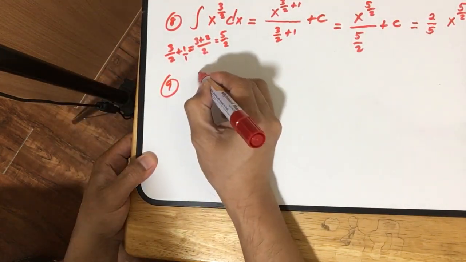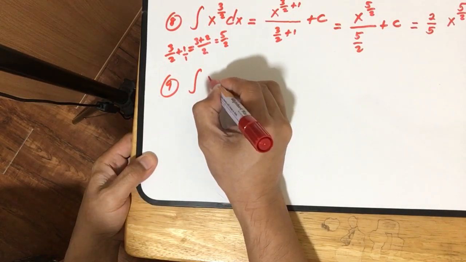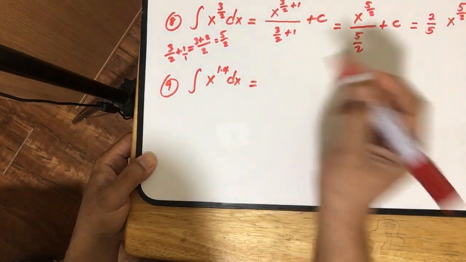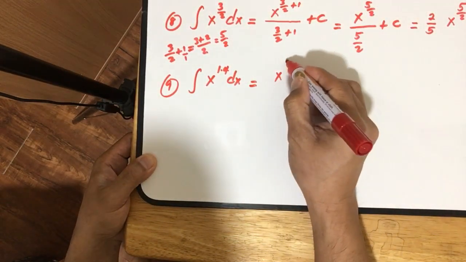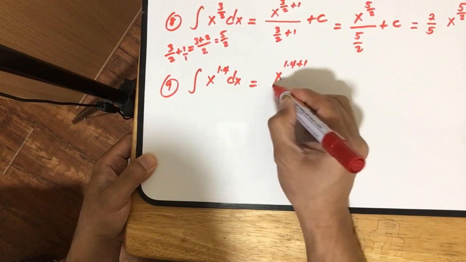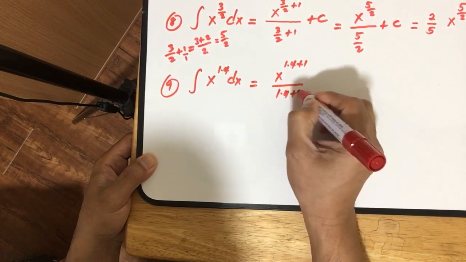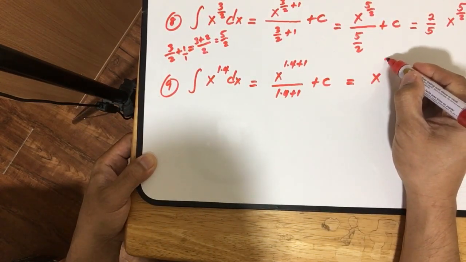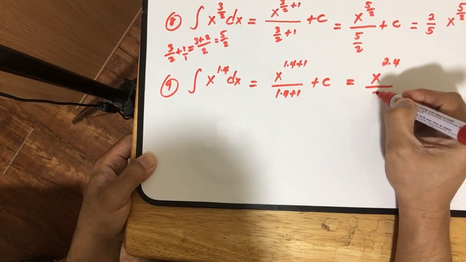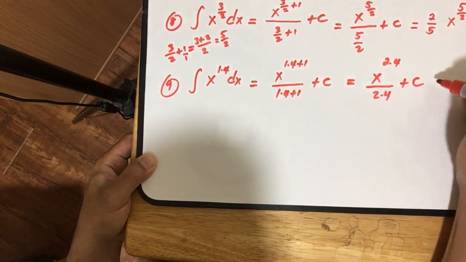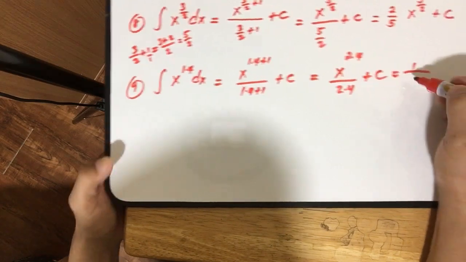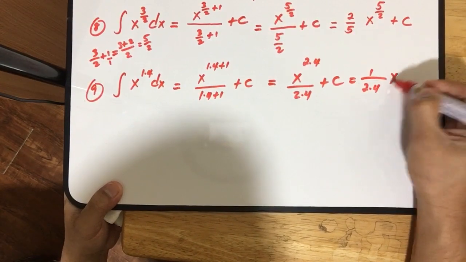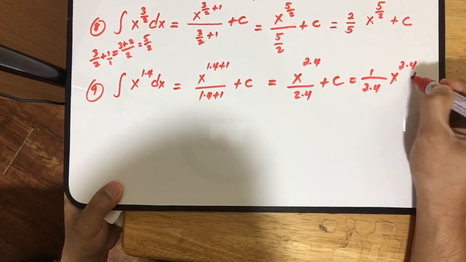Then another example, number 9. You have the integral of x to the power 1.4 dx. Again, using the power formula, we have x to the power 1.4 plus 1 divided by 1.4 plus 1, plus c, which is equal to x to the power 2.4 divided by 2.4 plus c, or simply 1 over 2.4 times x to the power 2.4 plus c.